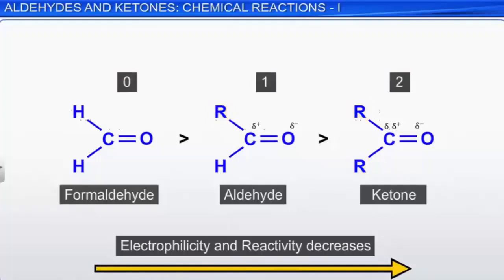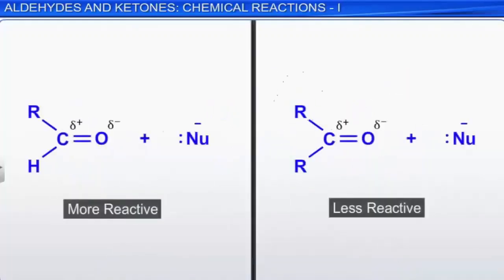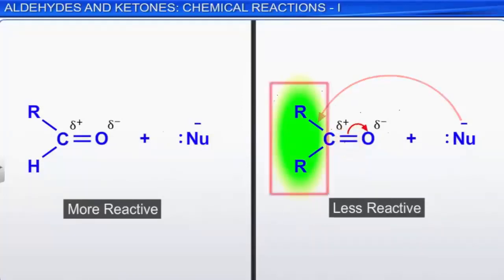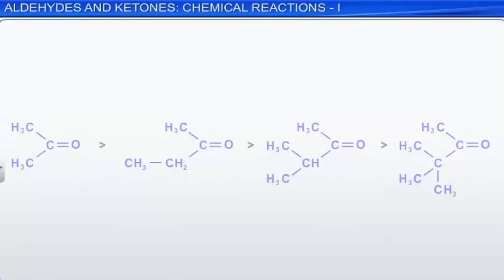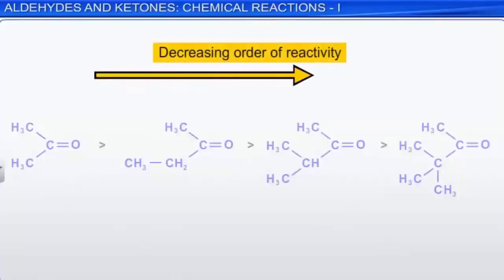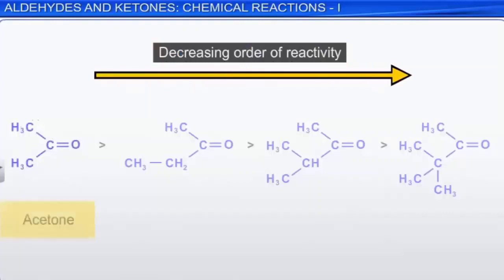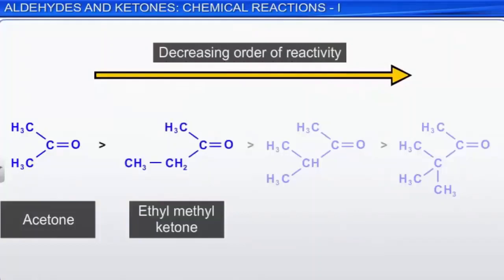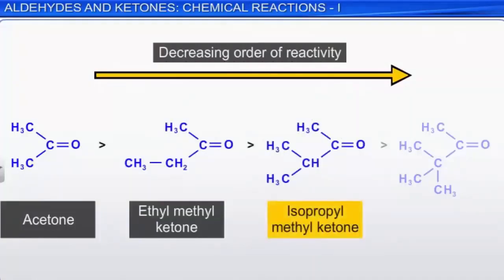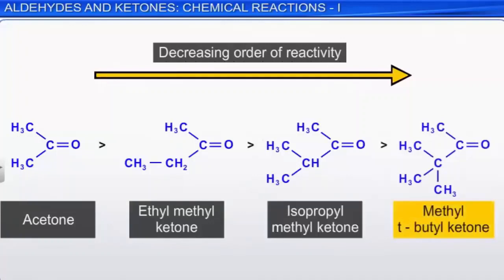Sterically, the presence of bulkier alkyl groups in ketones hinders the approach of the nucleophile towards the carbonyl carbon. Hence, the bulkier the alkyl group, the lesser is the reactivity. Therefore, the decreasing order of the reactivity of ketones is: acetone is more reactive than ethyl methyl ketone, which is more reactive than isopropyl methyl ketone, which is more reactive than methyl tertiary butyl ketone.